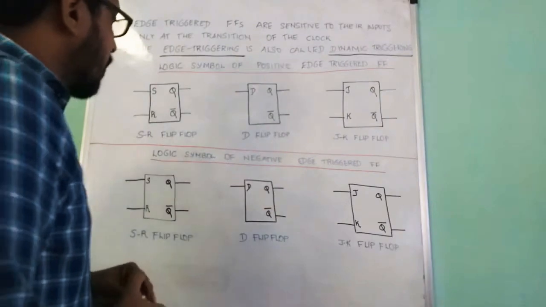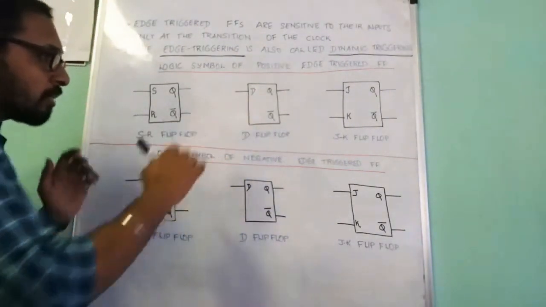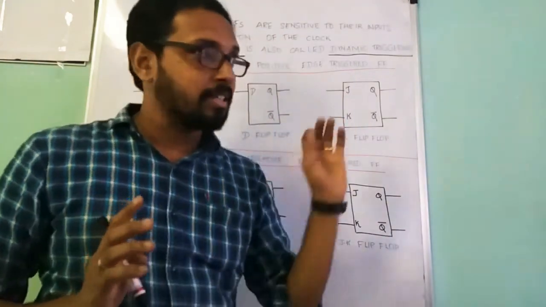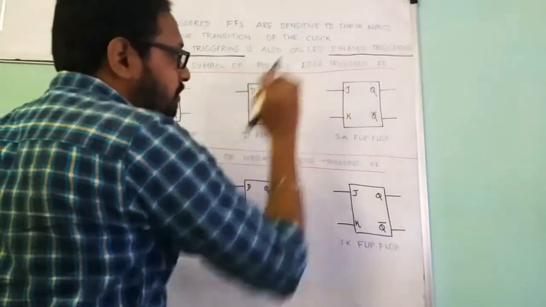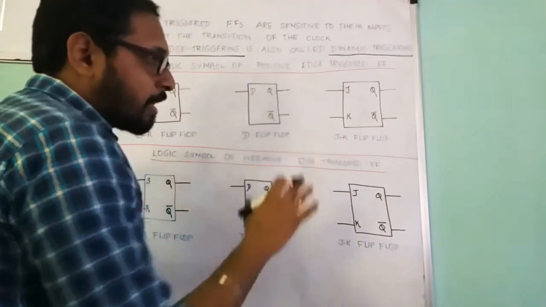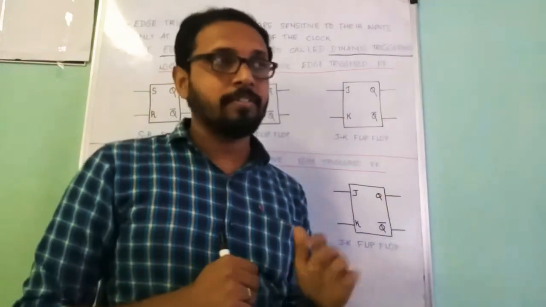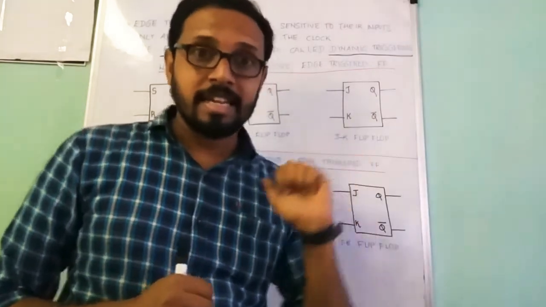This is the logic symbol for all those cases. I have not drawn the clock, to make you understand how to draw the clock in such cases. The logic symbol for positive edge triggered flip flop: based on edge triggering there are three kinds of flip flops. One is the SR flip flop, another is the D flip flop, and the other is the JK flip flop.